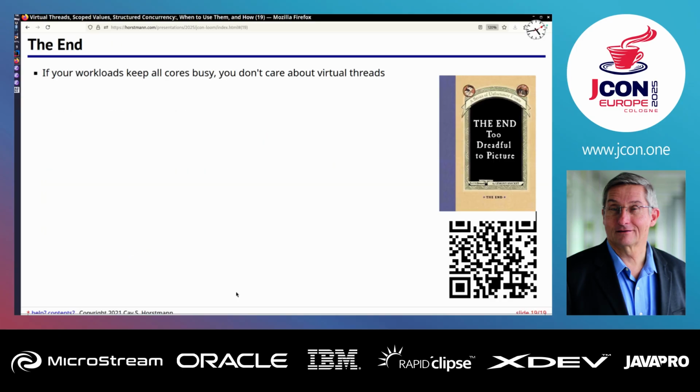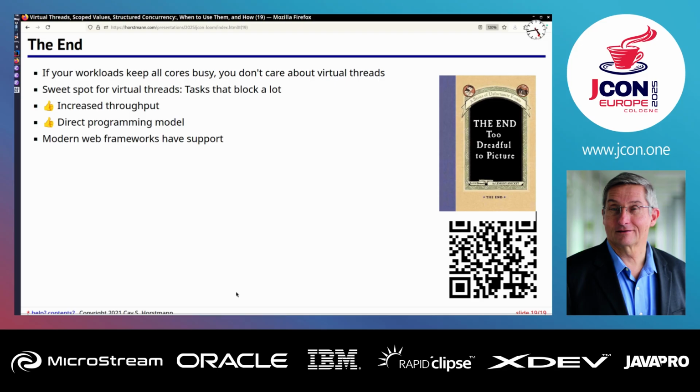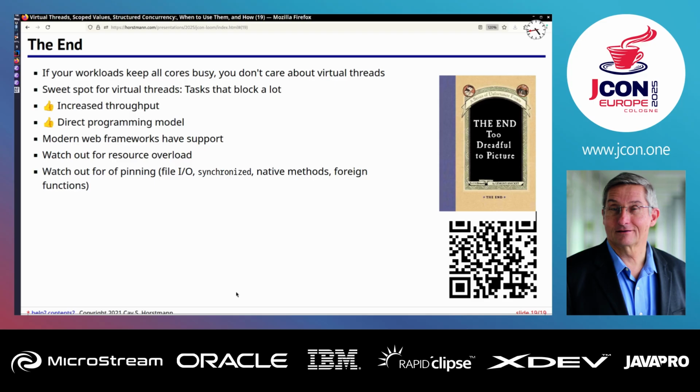So, in conclusion, I have a couple of minutes for questions. If your workloads keep all cores busy, don't use virtual threads. You get increased throughput with tasks that block a lot. You get that sweet direct programming model that you want. You don't really have to do too much thinking if you use something like Spring Boot or Quarkus. They have figured this out for you. Resource overload may be an issue if you're branching out to third-party resources that you are not currently already controlling. Pinning may be an issue. You need to have someone on your team who knows how to watch out for it. It'll be much less of an issue after Java 24.